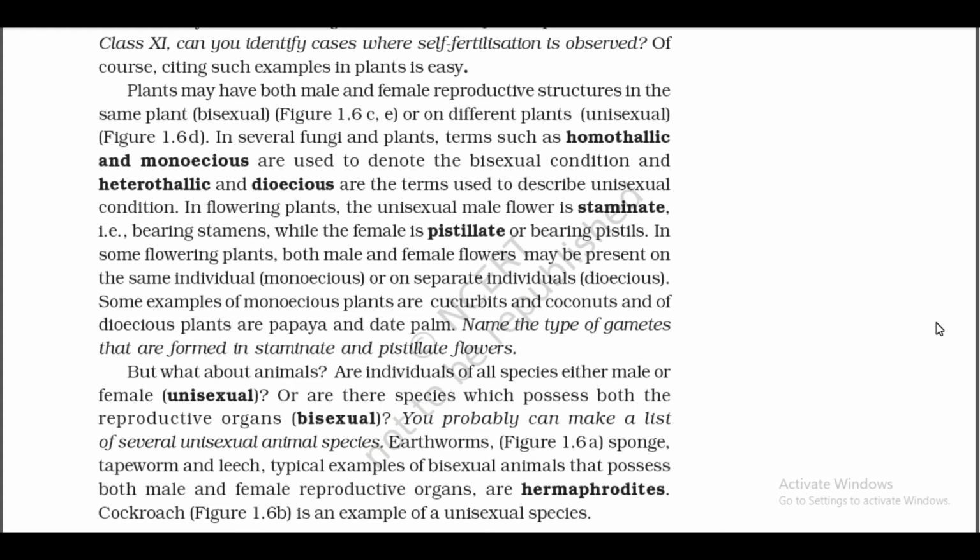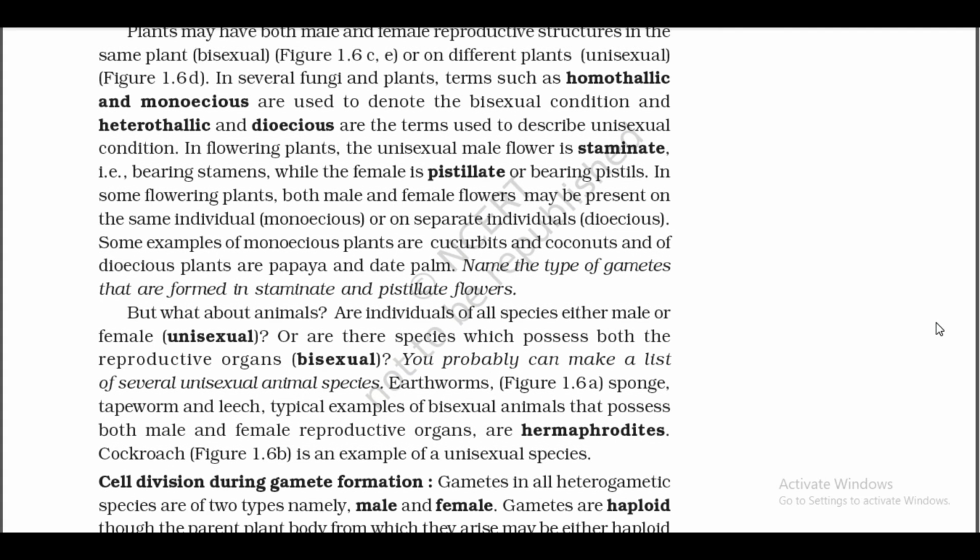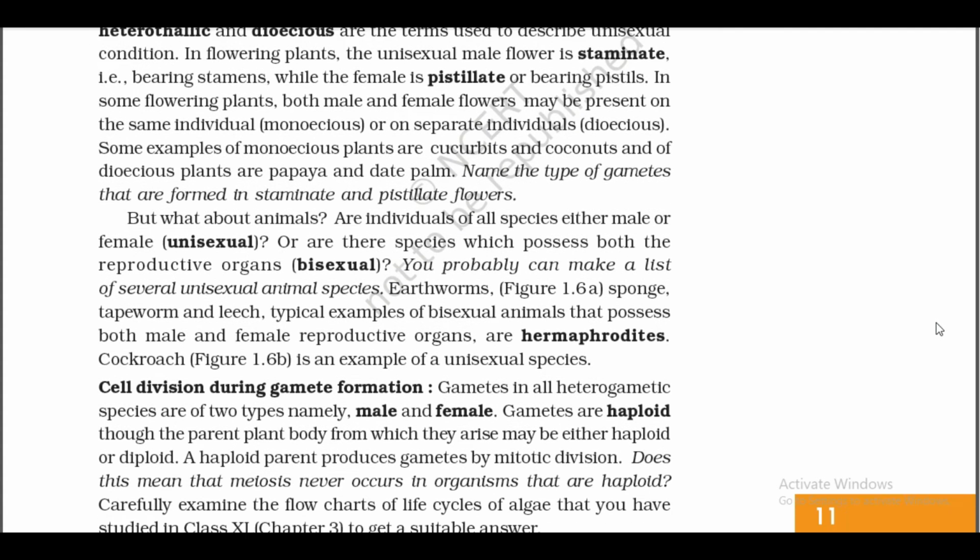In some flowering plants, both male and female flowers may be present on the same individual (monoecious) or on separate individuals (dioecious). Some examples of monoecious plants are cucurbits and coconuts, and of dioecious plants are papaya and date palm. Name the type of gametes that are formed in staminate and pistillate flowers.